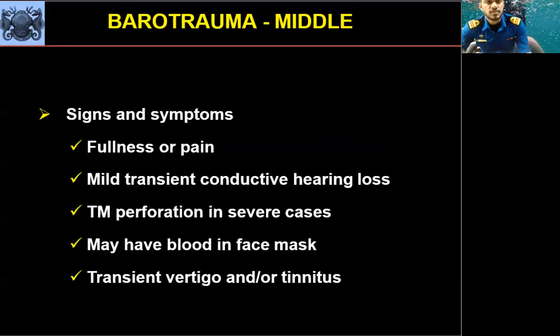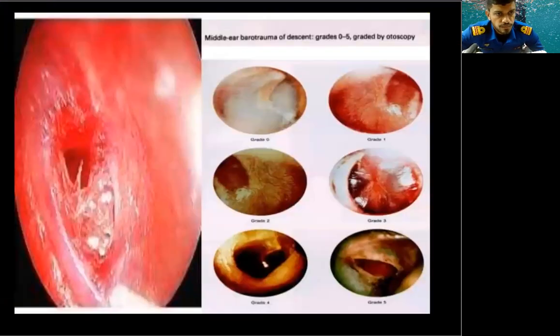So what are the signs and symptoms? Fullness or ear pain, mild transient conductive hearing loss, tympanic membrane perforation in severe cases, or maybe blood in the face mask, transient vertigo or tinnitus. If the diver reports these signs and symptoms, it can be a middle ear barotrauma. So we grade according to the otoscopic finding.